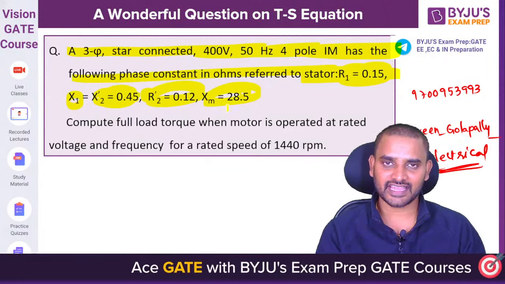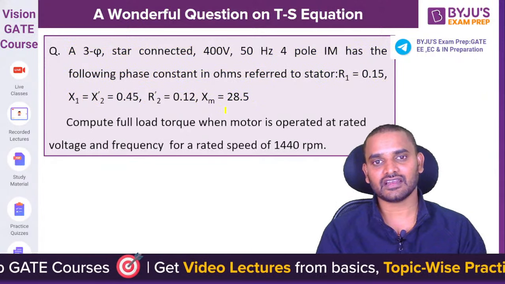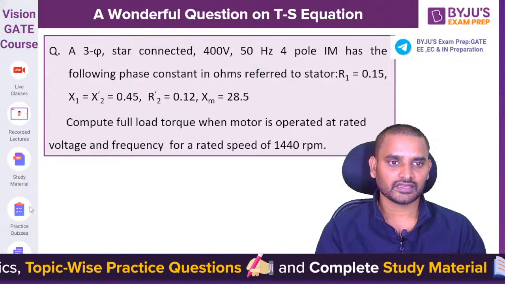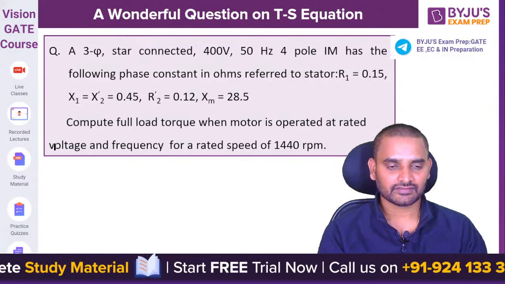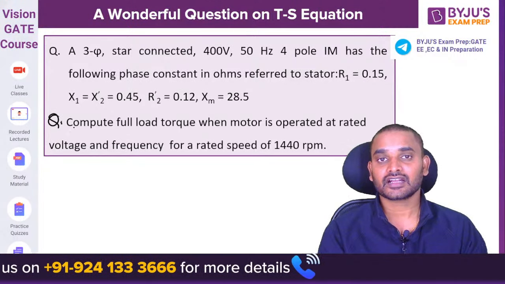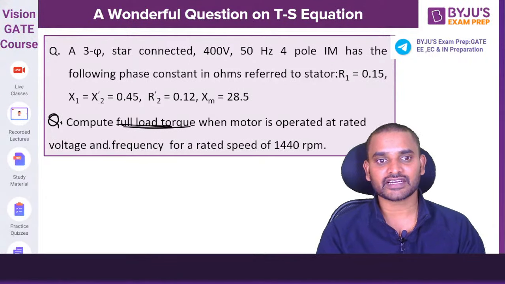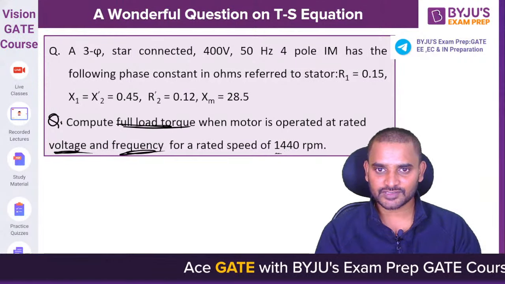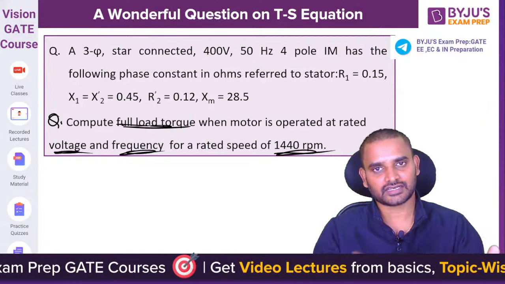And this is the magnetizing reactance, which he has given as around 28.5 ohms. All are given in ohms. Now what is he asking? He's asking to compute the full load torque when the motor is operated at rated voltage and rated frequency at a rated speed of 1440 rpm. He's asking to calculate full load torque.